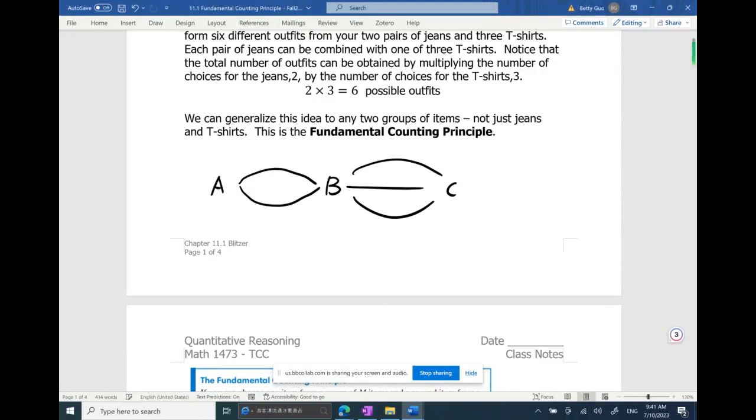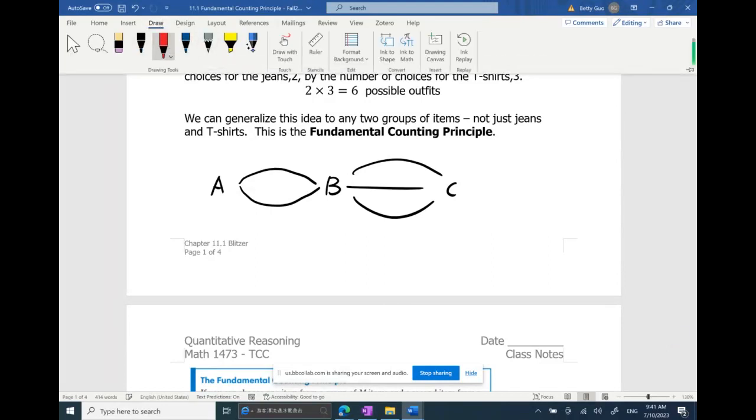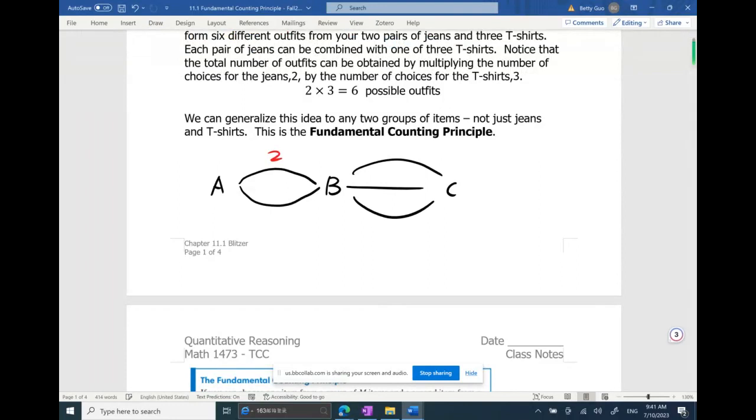From A to B, we have two different routes. From B to C, we have three different routes. And we are going to multiply the two numbers, 2 times 3, to get the number of distinct routes from A to C passing through B. Please do not add them. Yeah, I can show you.